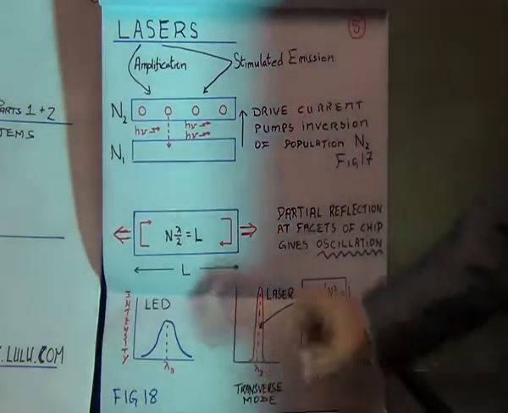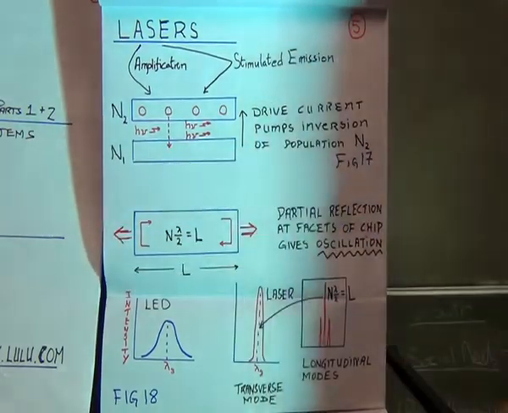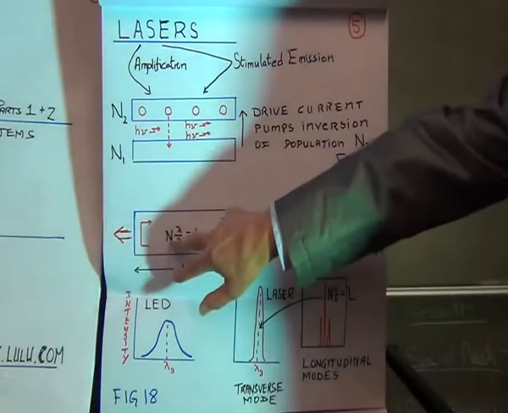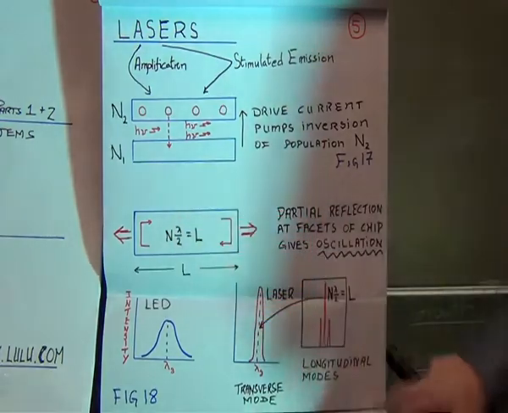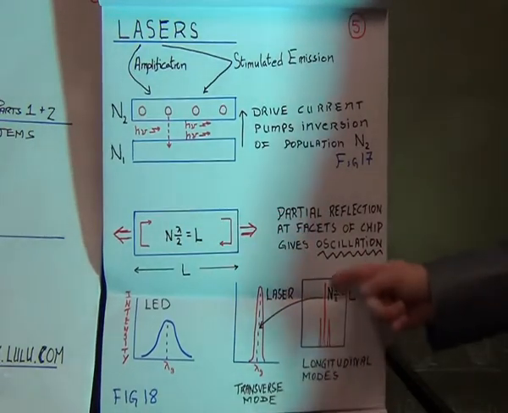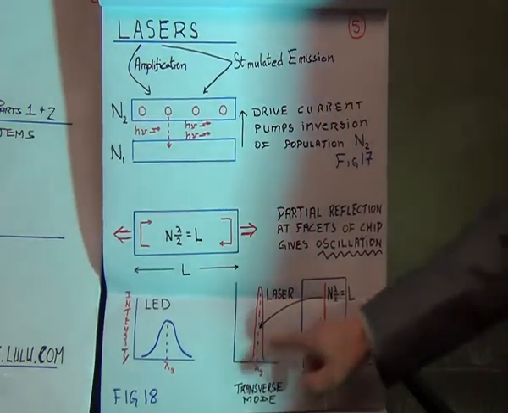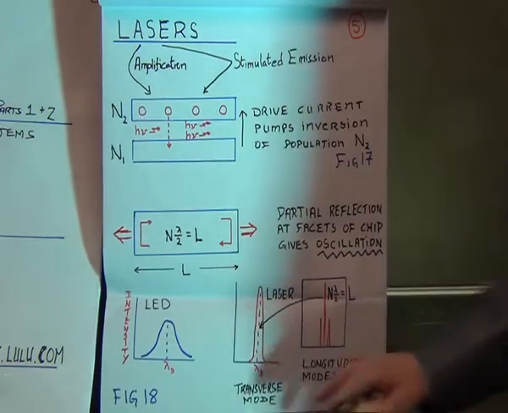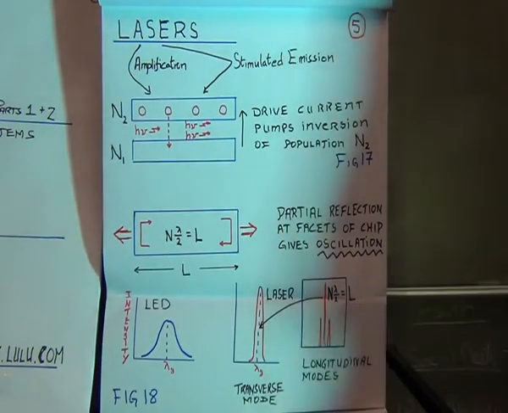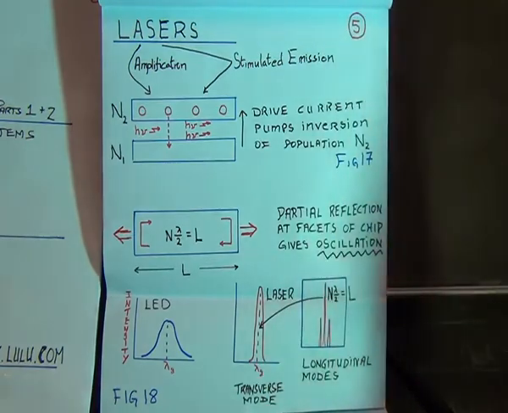There's a transverse mode associated with the sideways dimensions, and within that there are these longitudinal modes, n lambda over 2 equal to L. So a very fine spectrometer would show that within the transverse mode pattern there is fine detail, fine structure associated with the longitudinal modes.